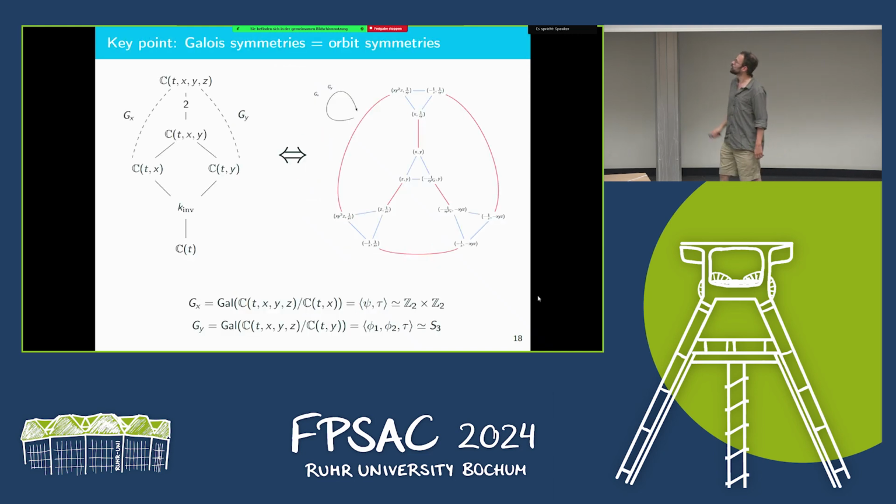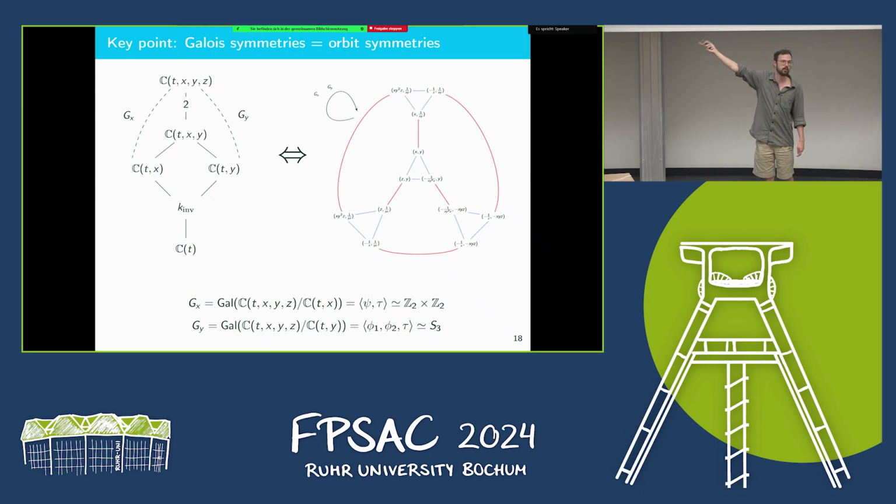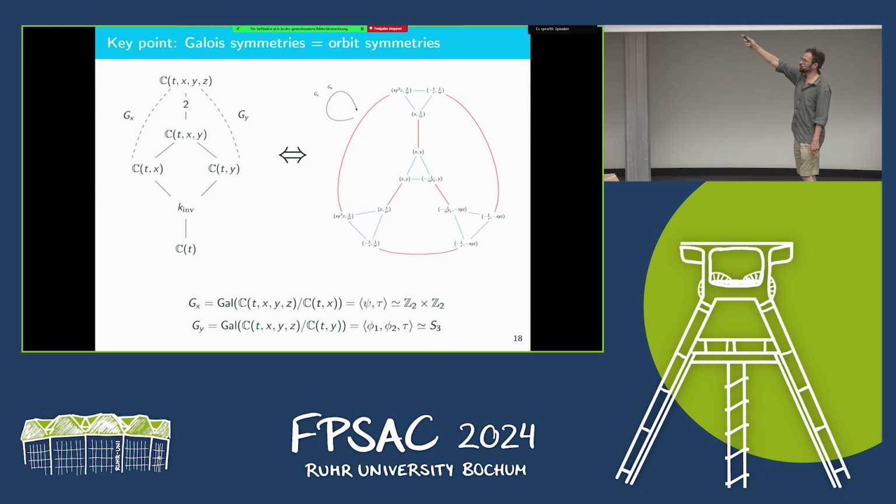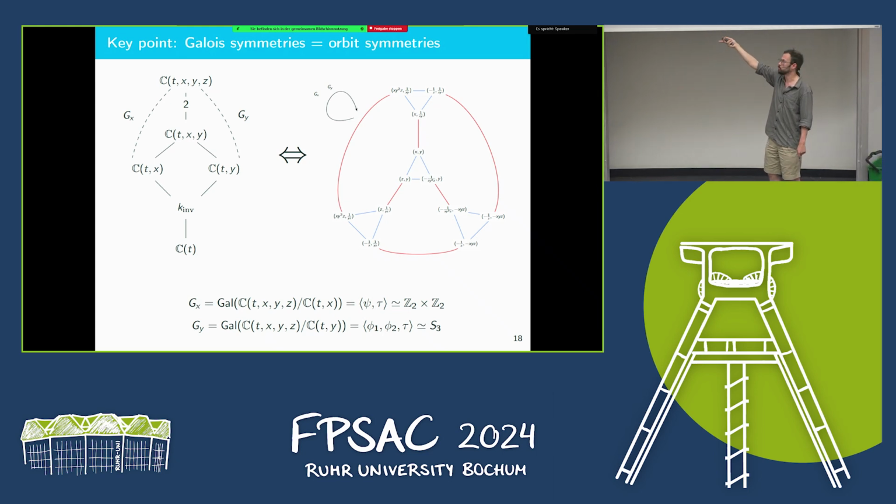And now I can delve a bit into the construction. You take the field extension, which is generated by all the coordinates that appear in the orbit. It turns out that this extension is Galois over C(x) and C(y), and it has two Galois groups, Gx and Gy.